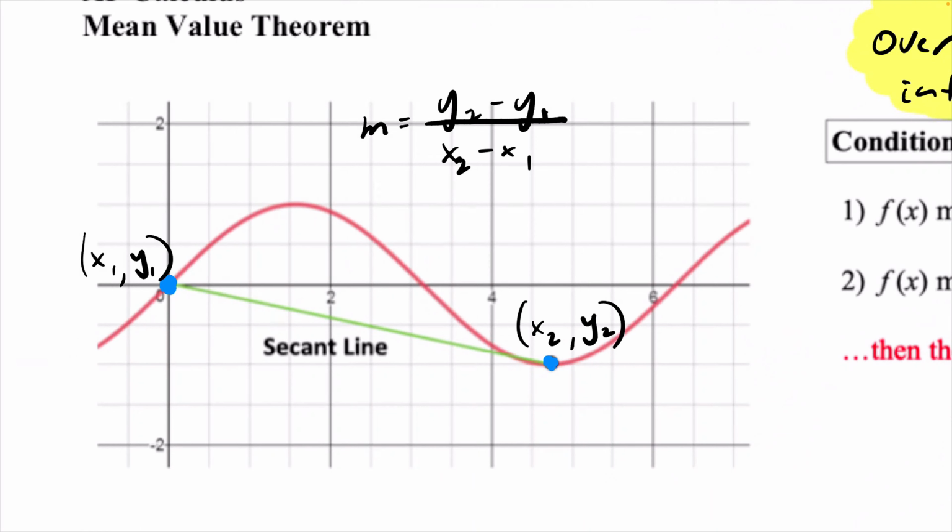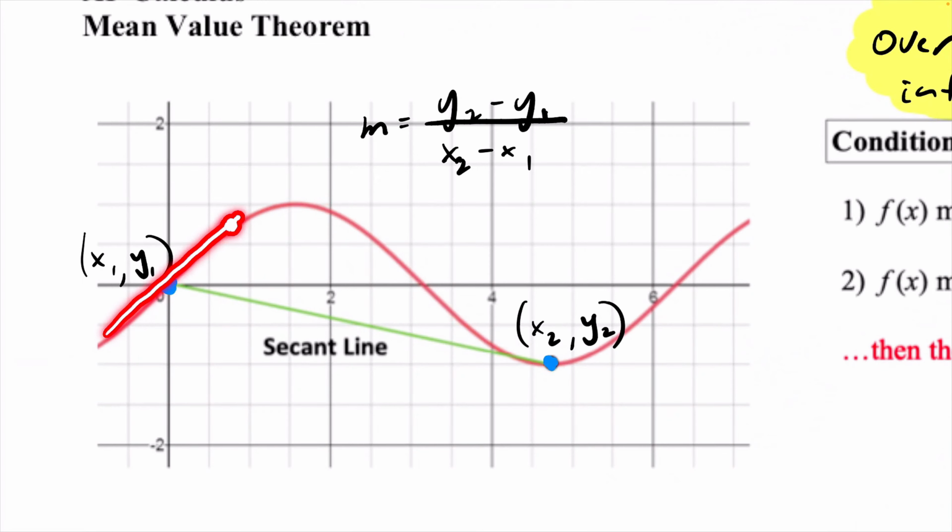Now what the mean value theorem will say is, where do I have the same slope in between blue dot and blue dot? From this blue dot to this blue dot, where would I have the same exact slope? Where would I have the same exact derivative? How about right here? Would the derivative at that dot be the same? Would it have the same derivative as the green line?